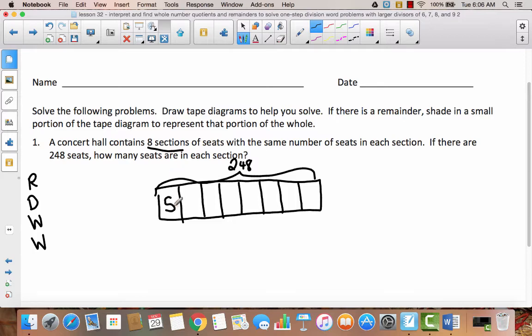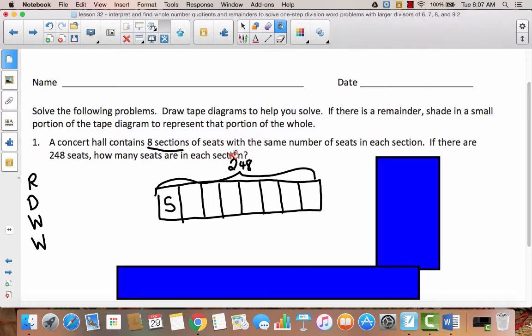So if I have 248, and it's in 8 equal groups, I want you to think about how you would solve this problem. I want you to go ahead and work by yourself to figure out how many seats are in each section. Do as much as you can, and if you get stuck, you can always press play and I'll talk you through it.